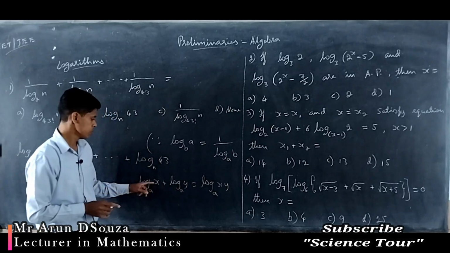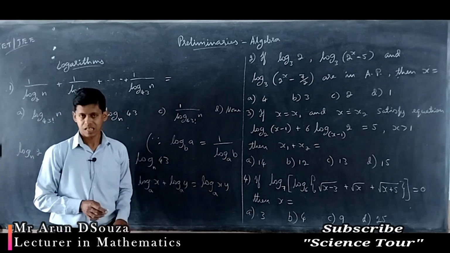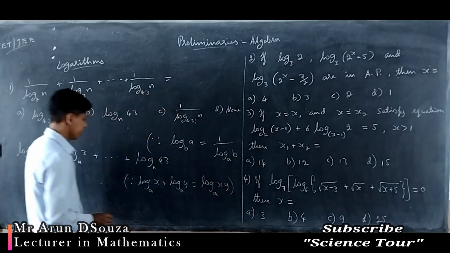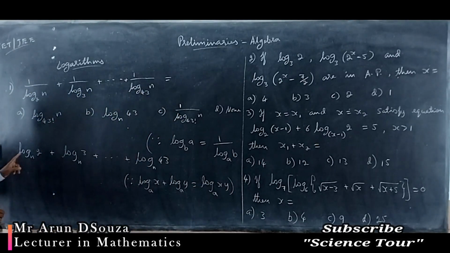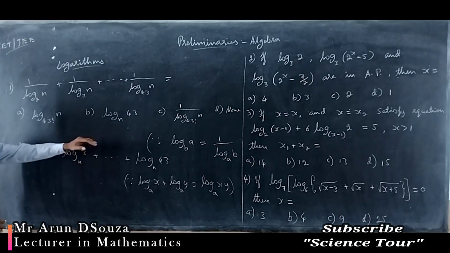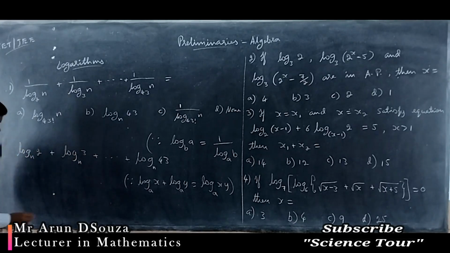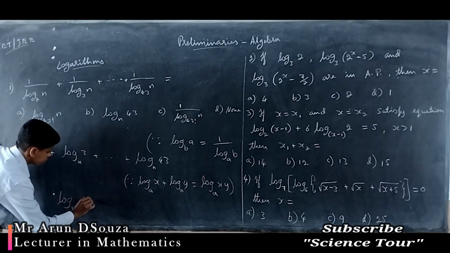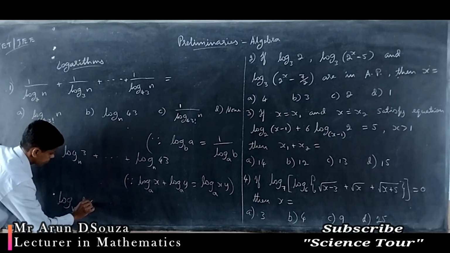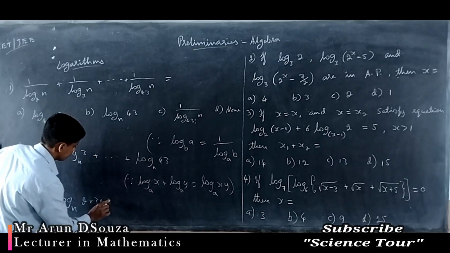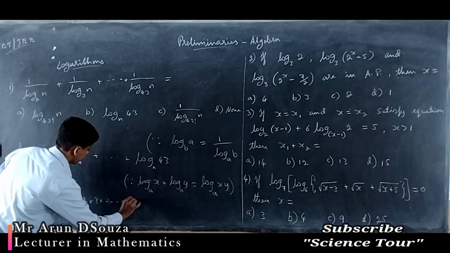I hope you understood this. Log x plus log y is log xy. Now use that formula here. Log 2 plus log 3 is log 2 into 3, and it goes on till 43. So everything will be multiplied here. So this is log of 2 into 3 into 4, and it goes on till into 43.